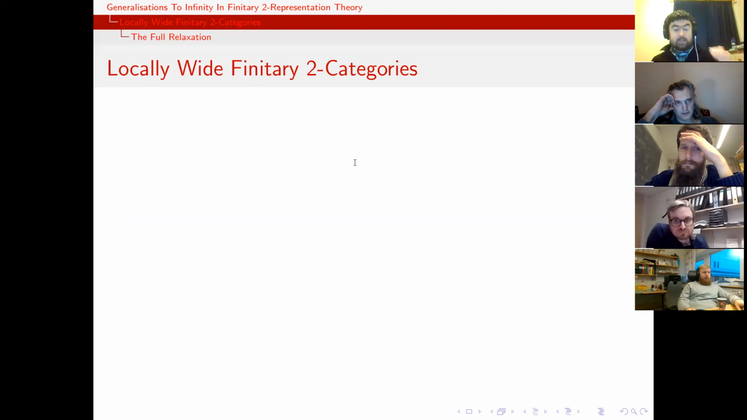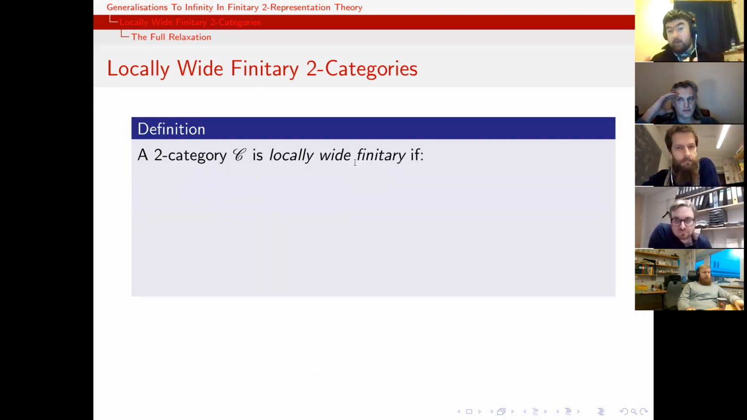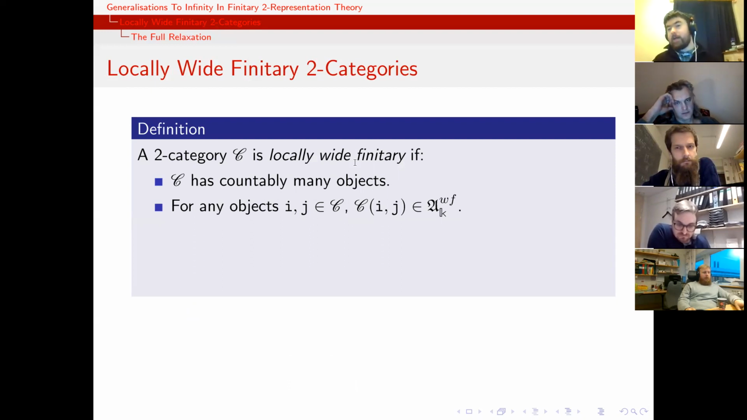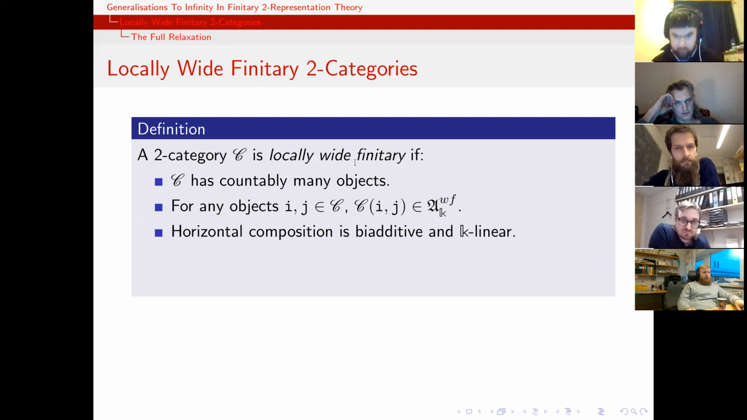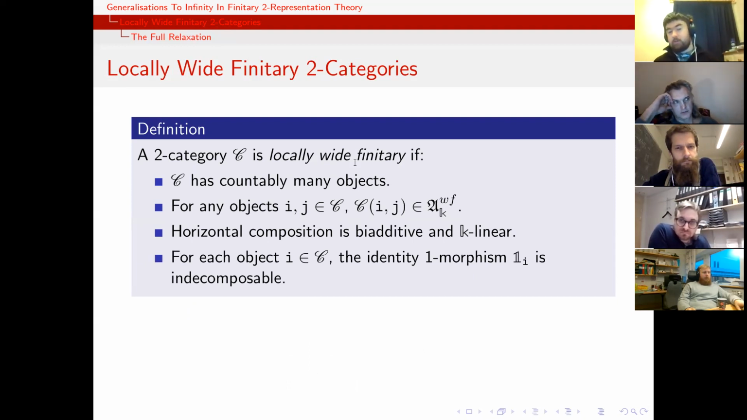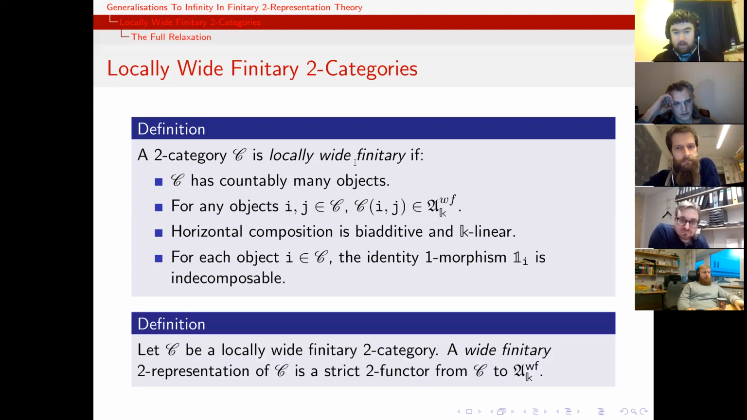So let us now look at the general definition for locally wide finitary two categories. A two category C is locally wide finitary if it has countably many objects. For any two objects i and j, the Hom category between them is now a wide finitary category. Horizontal composition is biadditive and k-linear, the standard part of the definition. And we still want the identity one morphisms to be indecomposable. Then a wide finitary two representation is a strict functor into AKWF. So the same idea as a finitary two representation, but now the target categories are wide finitary.